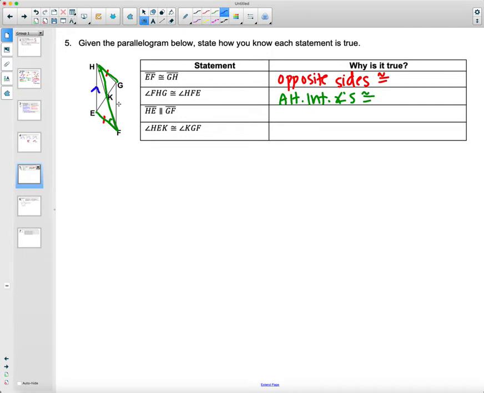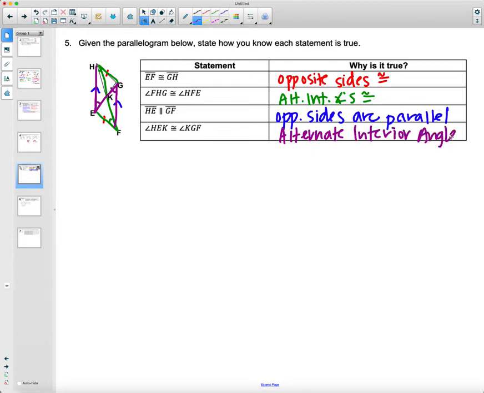And how do we know HE is parallel to GF? Because opposite sides of a parallelogram are parallel. How do we know angle HEK, this one here, is congruent to KGF? Again, we've got another set of alternate interior angles. And I'll actually write it all the way out this time: alternate interior angles are congruent.